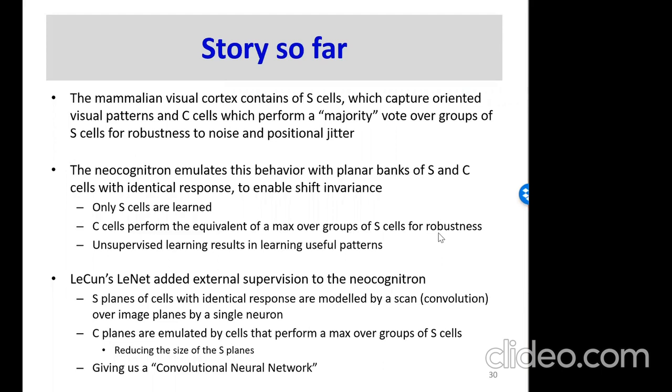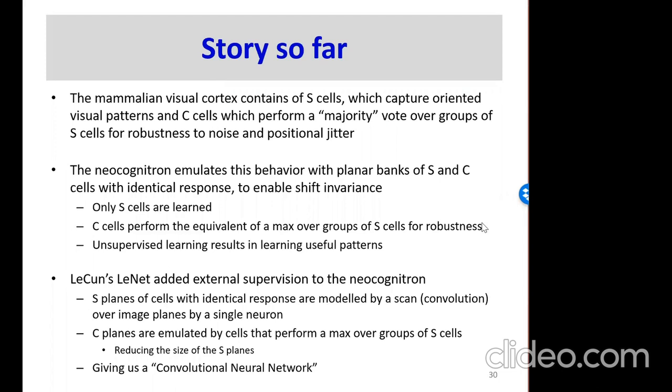Unsupervised learning results in learning useful patterns, but LeCun's LeNet added external supervision to the neocognitron, where S planes of cells with identical responses are modeled by a scan or a convolution by a single neuron, and C planes are emulated by cells that perform a max over a group of S cells. And this gives us a convolutional neural network.